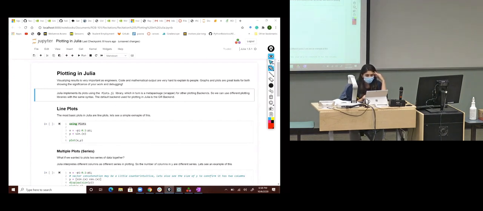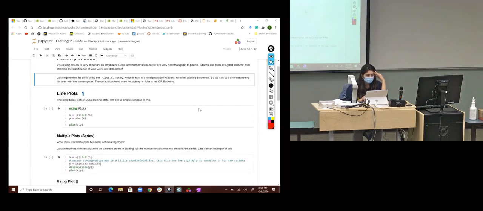Julia implements plotting functionality using the Plots.jl library. The Plots.jl library isn't actually a plotting library. It is a meta package, or a wrapper, that runs other prevalent plotting backends in the background.